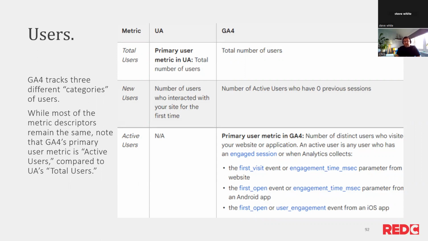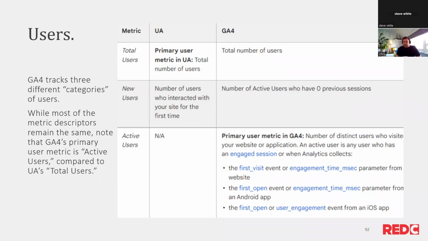An active user is a user who has an engaged session, or when Analytics collects the first visit, first open, or the user engagement time parameter from the site or app that's being fired. You do get new users as well. They're classed as an active user who has no previous sessions.